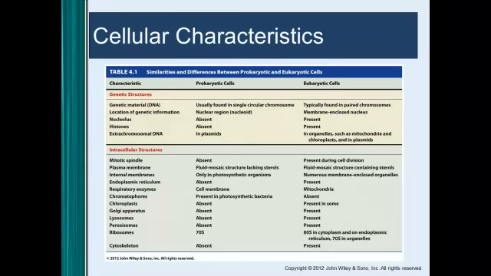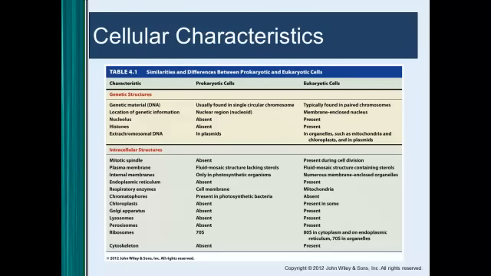Here's a useful table from your textbook that goes over many of the different differences between prokaryotic and eukaryotic cells. All prokaryotes are single-celled organisms, and all are bacteria. Most of your book will be devoted to the study of prokaryotes. Eukaryotes, on the other hand, include all plants, animals, fungi, and protists.